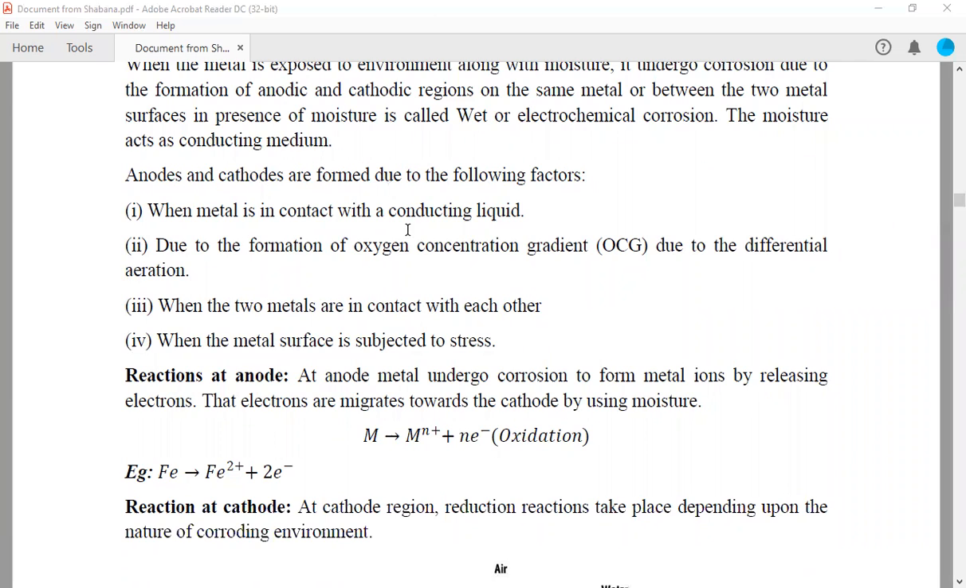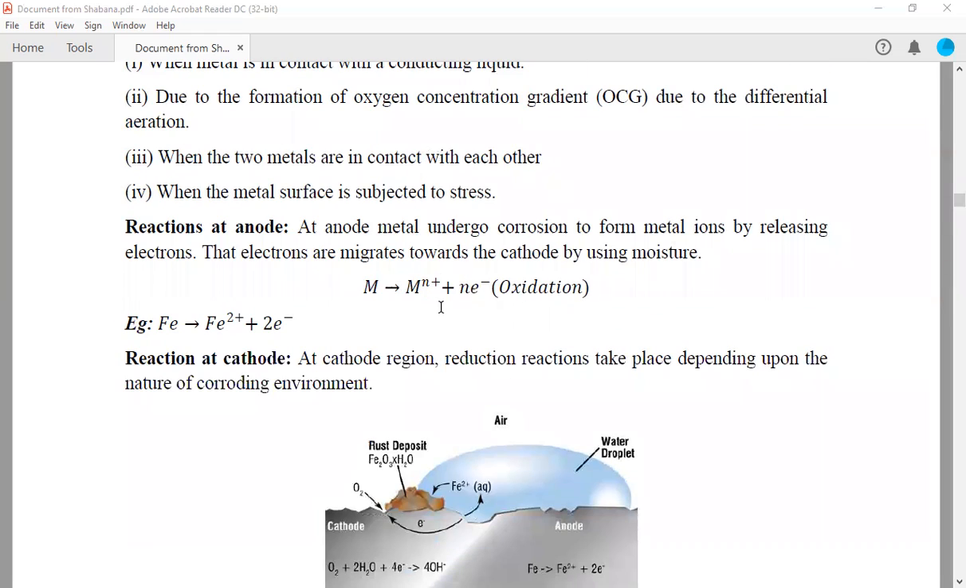When the metal is in contact with a conducting liquid, whatever this conducting medium is, the anodes and cathodes are formed. The second factor is the formation of an oxygen concentration gradient due to differential aeration. And when two metals are in contact with each other, or when the metal surfaces are subjected to strain.